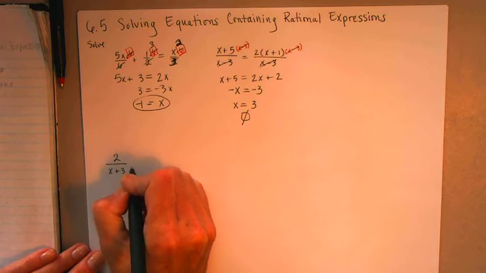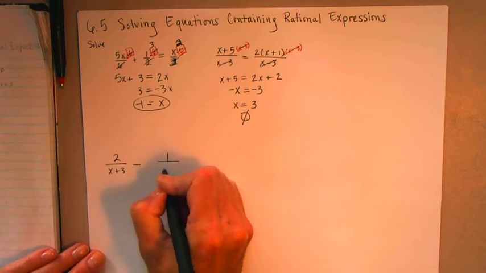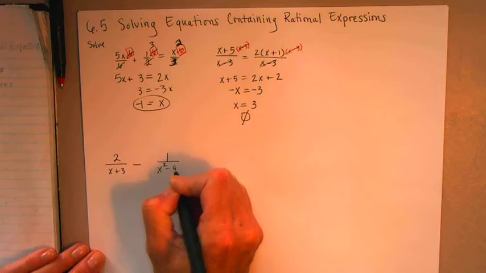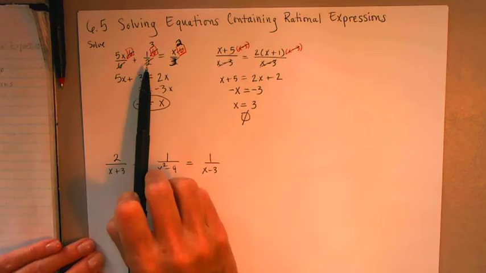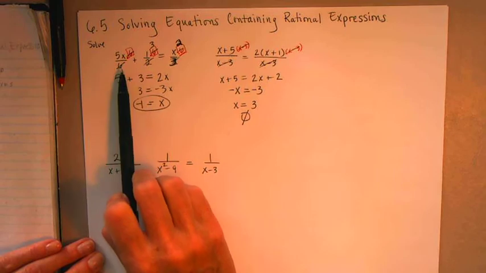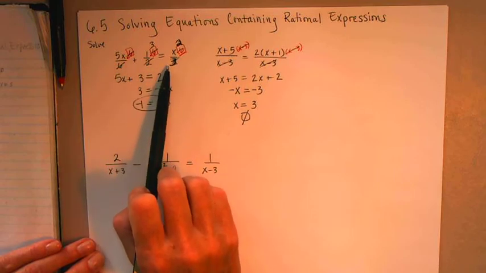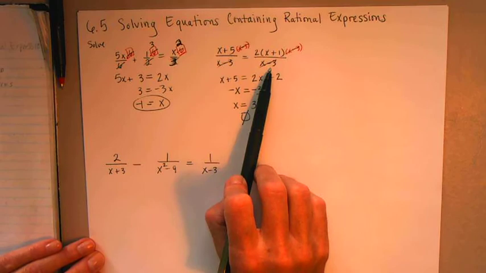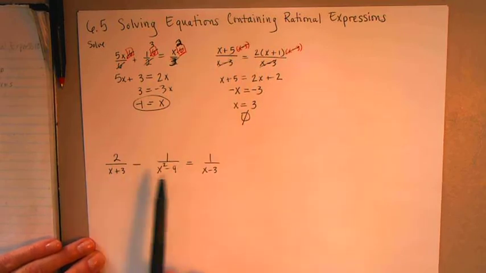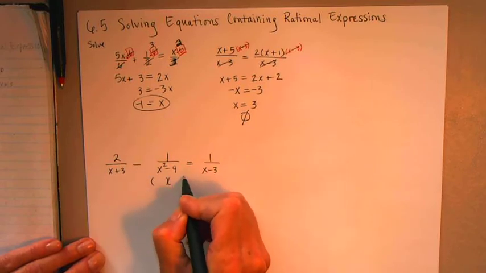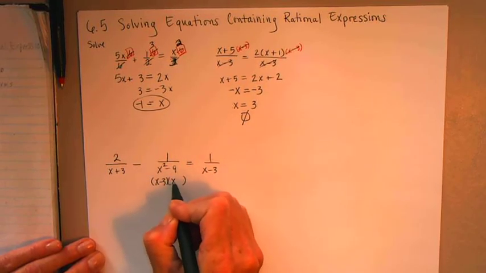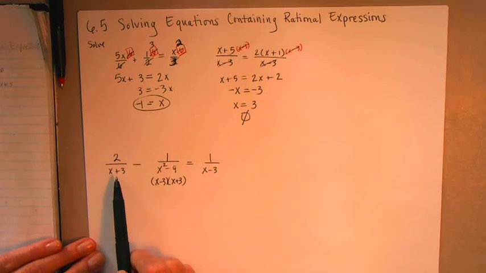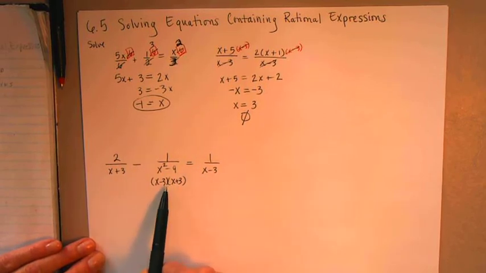2 over x plus 3 minus 1 over x squared minus 9 equals 1 over... Here, I just had a simple constant, a number that I could pick, the smallest thing they'll go into. Here, they were the same, so it was easy. But now I have different factors, and here I have an x squared, which tells me I should begin by factoring that. So I'm going to factor that, and now I can see that the smallest thing that they'll all go into would be both of those. So my least common denominator is both x minus 3 and x plus 3.